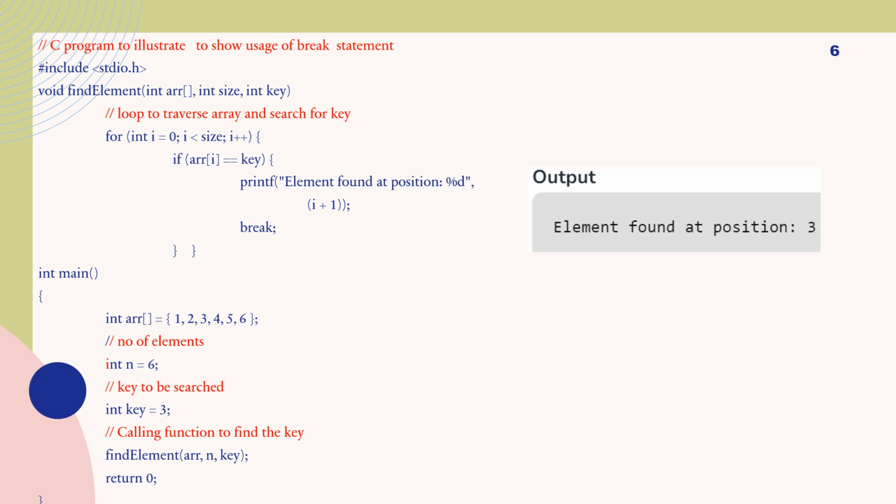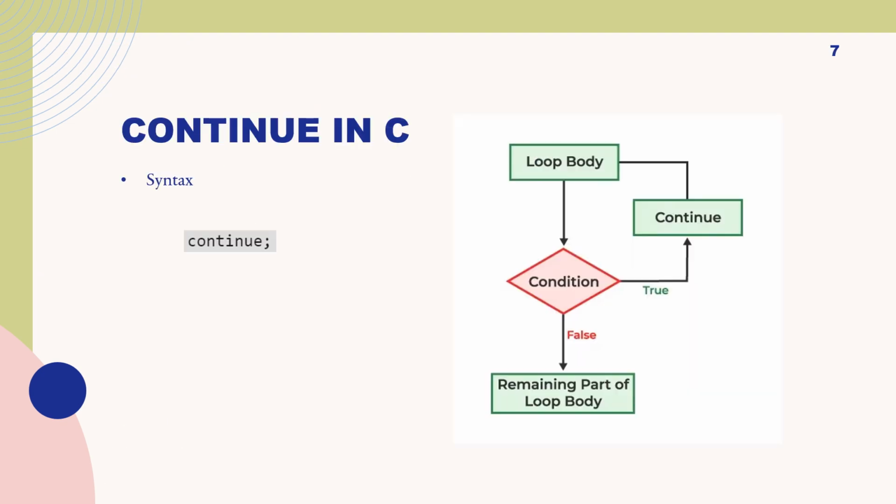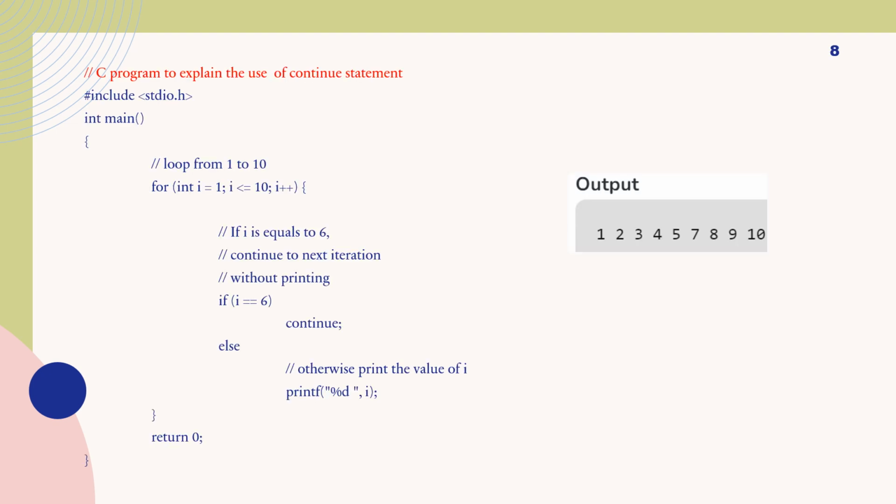So coming to the next part, that is continue, you can look into the flow chart. If you have the loop body, it will go and check the condition. If the condition is true, it will go to the condition syntax, and if it is false, it will come out of the loop.